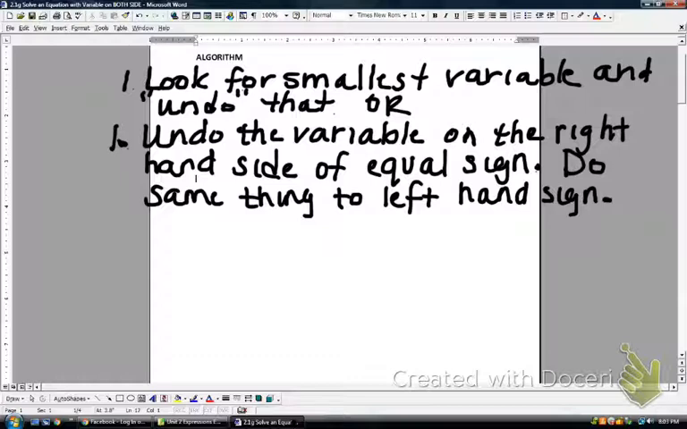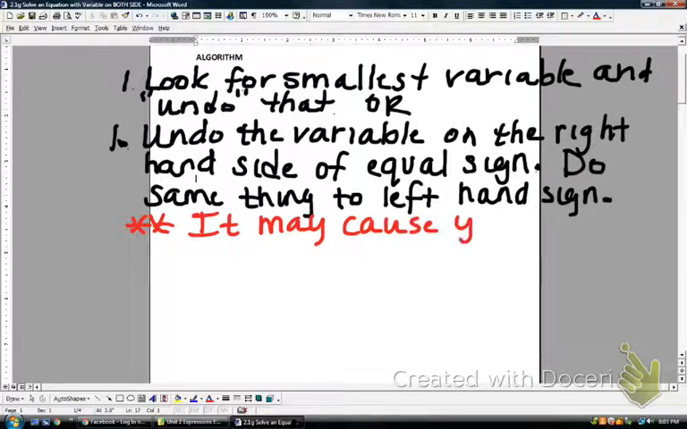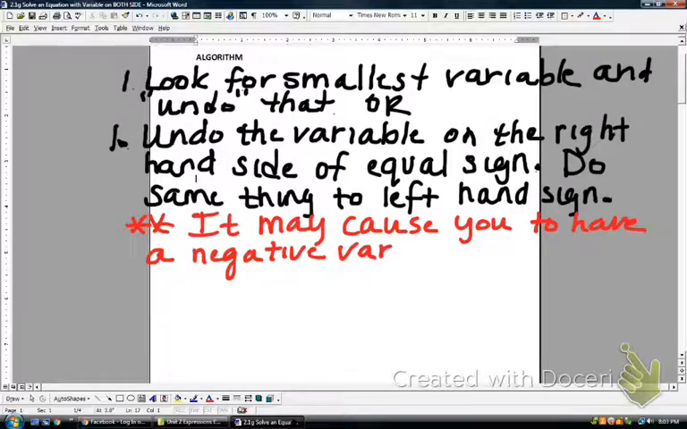Undo the variable on the right-hand side of the equal sign, and then do the same thing to the left-hand side. And I'm going to put a little caution. If you do it this way, it may cause you to have a negative variable, which bothers some people. So it's up to you, and when we look at some examples, this will make sense.